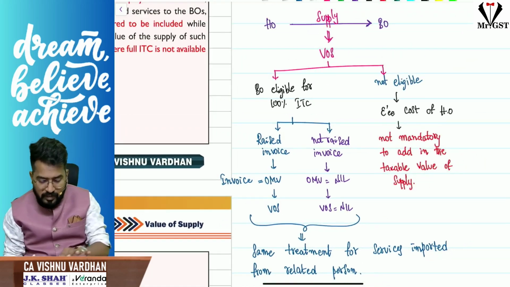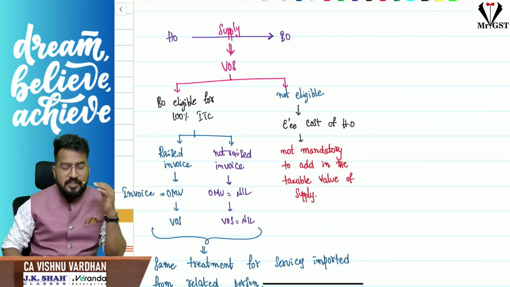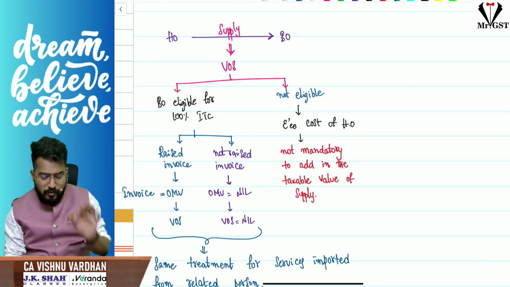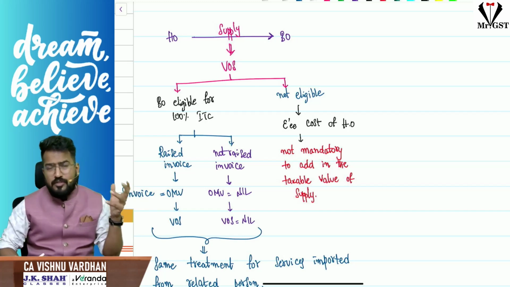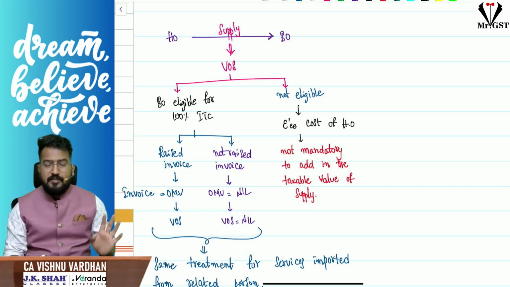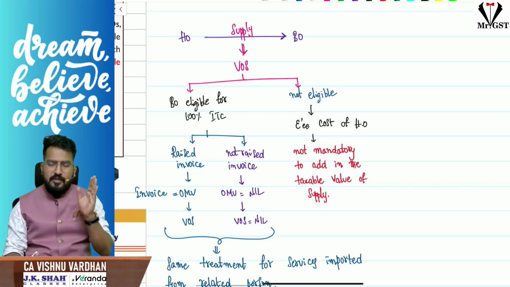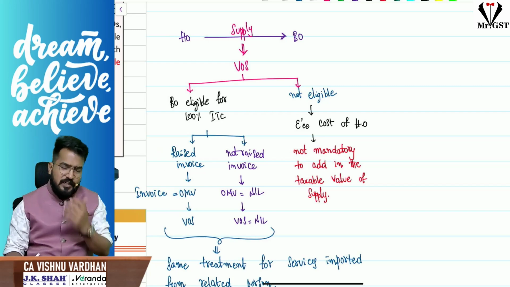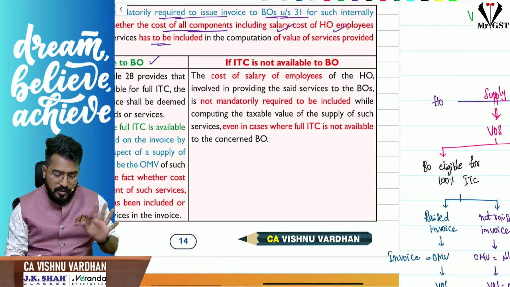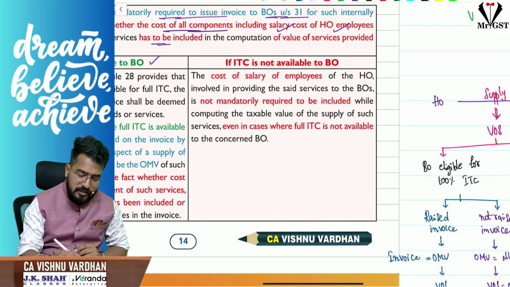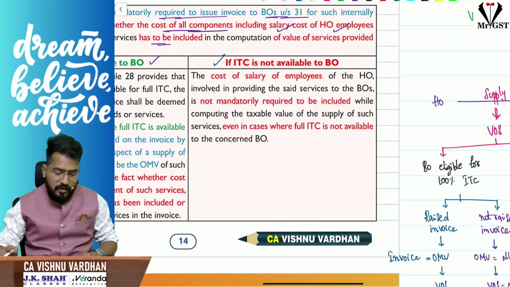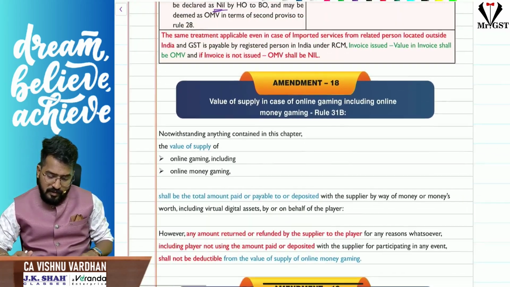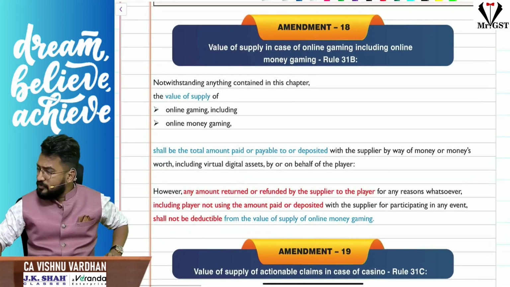Not only here, one interesting part is that even if the branch office is not eligible for 100% ITC, in that case also, it is not mandatory to add the value or cost of the employees of head office in the taxable value of supply. So whether ITC is eligible or not eligible, the cost of employees and all this stuff of head office need not be added, not an issue. Okay, so that is the other part of this clarification. 100% ITC available, 100% ITC not available. Clear? So with this we are done with that clarification. Let us move to the next one.